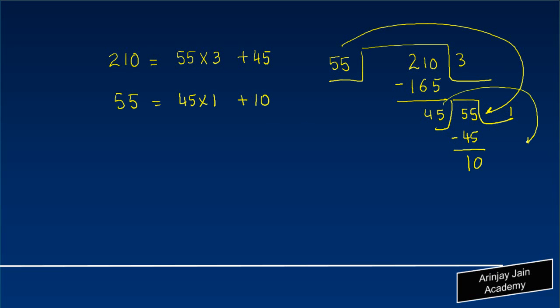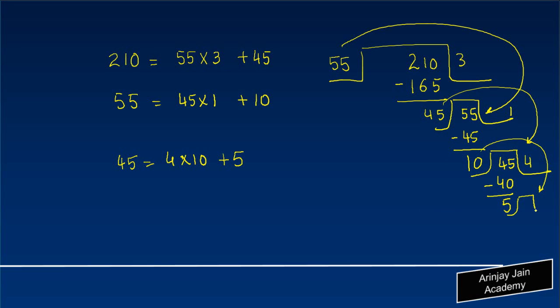Next step, 45 is now to be divided by 10. For 45, right? This could be written as 45 is equal to 10 times 4, actually, it should be the other way around, plus 5, and then we divide 10 by 5, and you know the good thing is what? This time we get a 0. 5 times 2 gives you 10, 10 minus 10 gives you 0, right?